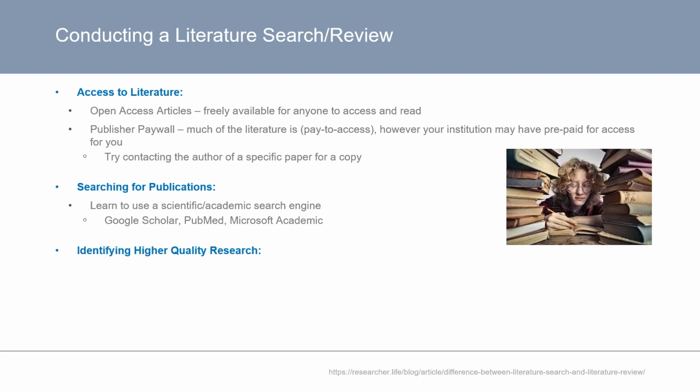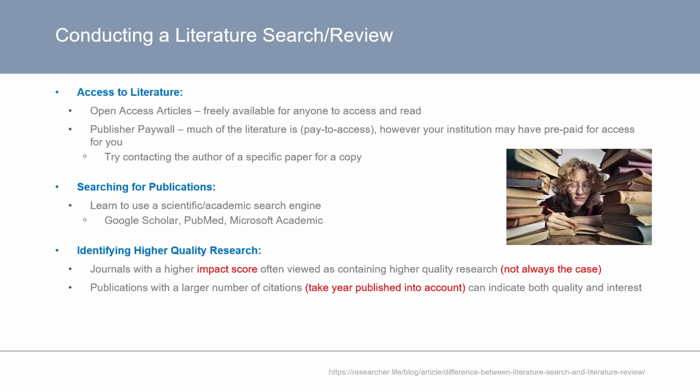Another consideration is that not all literature will be of the same quality, even if they're published in peer-reviewed journals. So how do we go about identifying higher quality research? Well, in general, journals with a higher impact score are often viewed as containing higher quality research. However, it's important to note that this is not always going to be the case. You can find many excellent research works, even in journals with a much lower impact score.